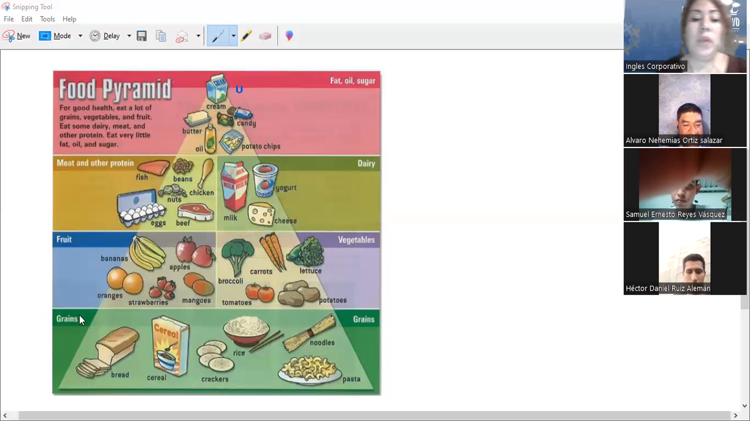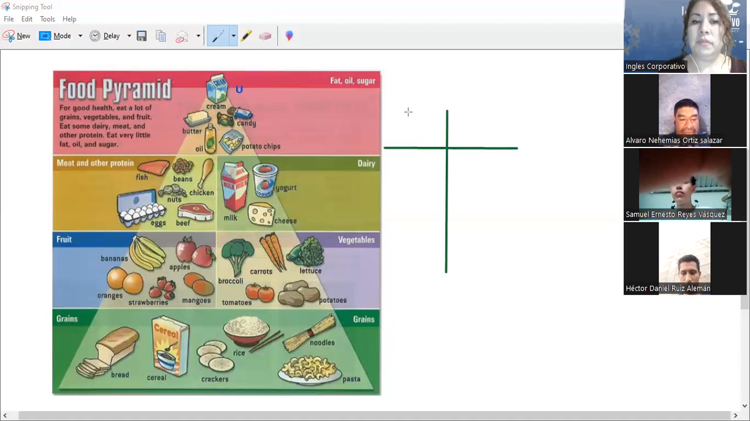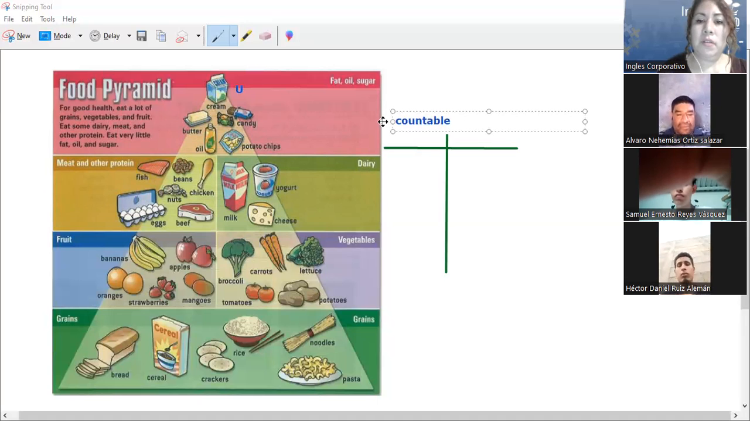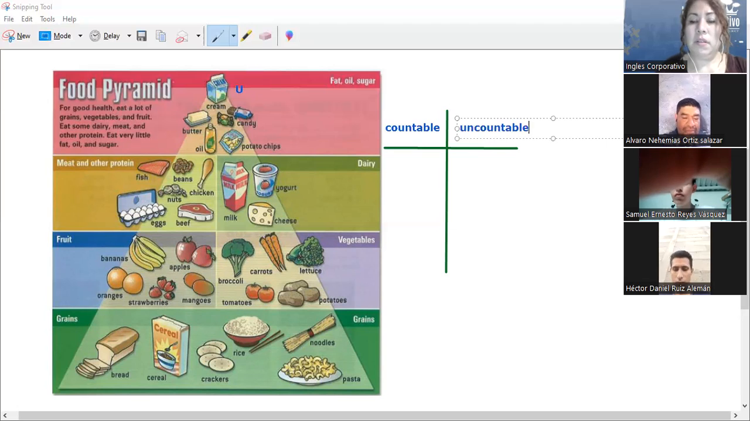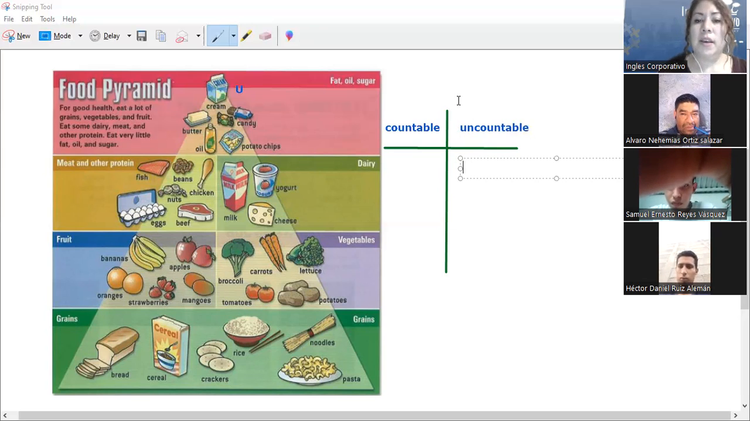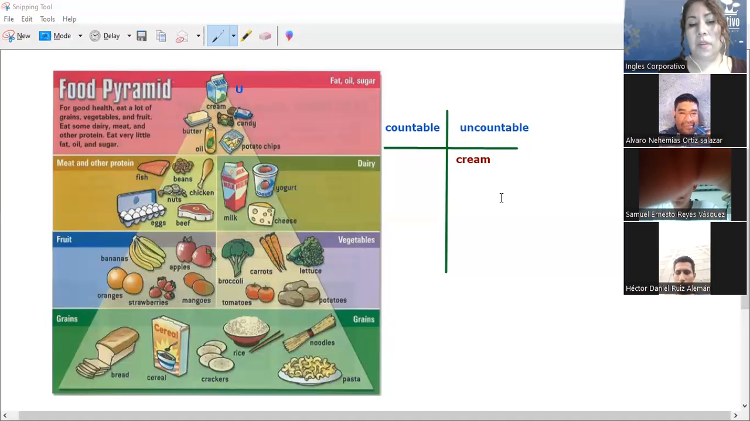Okay? So, we are categorizing the food that is countable and uncountable. Okay, so countable food and uncountable. Right? So for example, cream. Cream is uncountable. We can't count cream. It's not possible to say two creams. So you put it under uncountable. Do you understand?